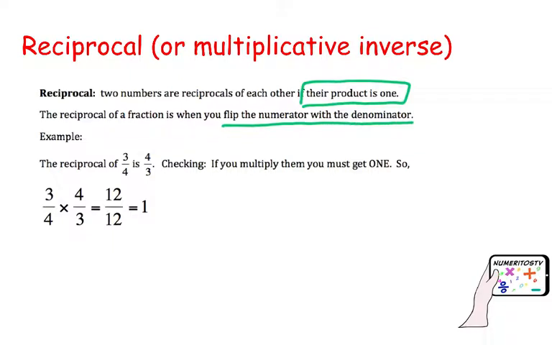So let's check this example. The reciprocal of 3/4 is 4/3. We are just flipping the numerator with the denominator. And if I multiply them, I must get a 1. So let's check. If I multiply 3/4 times 4/3, I must get a 1.